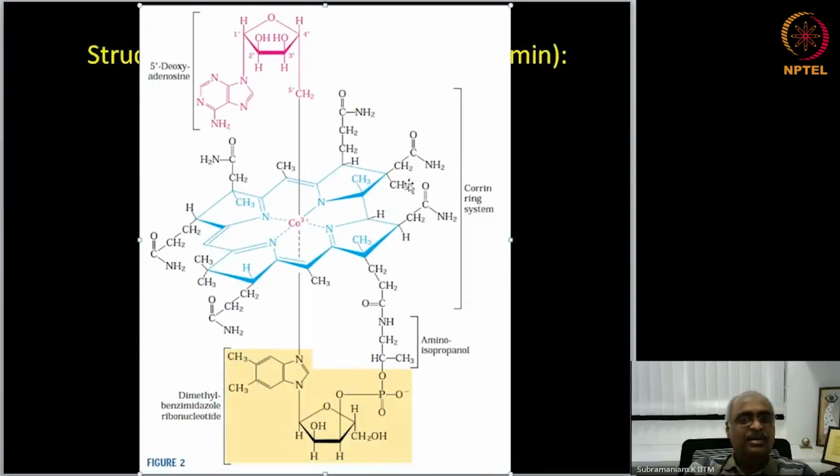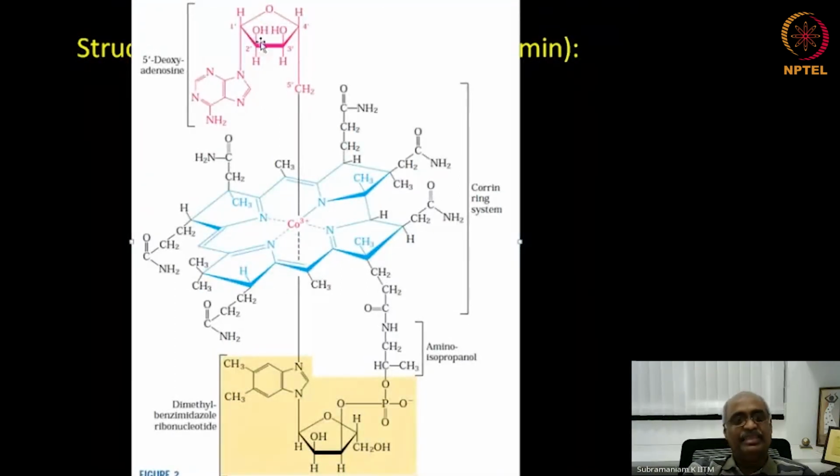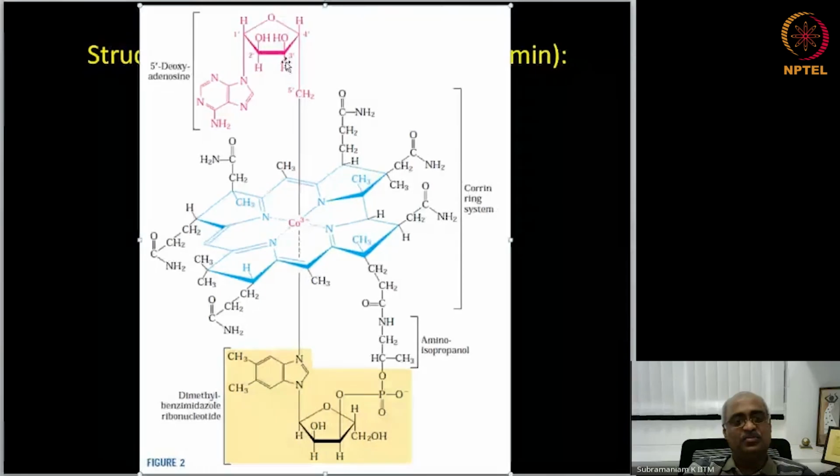errors. So essentially you have a porphyrin-like ring system. Okay, so the same 4 nitrogens. Instead of a magnesium ion, you have a cobalt. Okay, and the cobalt is coordinated with these 4 nitrogens as well as with these 2 moieties, which are familiar to us. This is an adenosine, ribose. So deoxyadenosine you have. And on the other side, a similar looking molecule, dimethylbenzimidazole ribonucleotide.